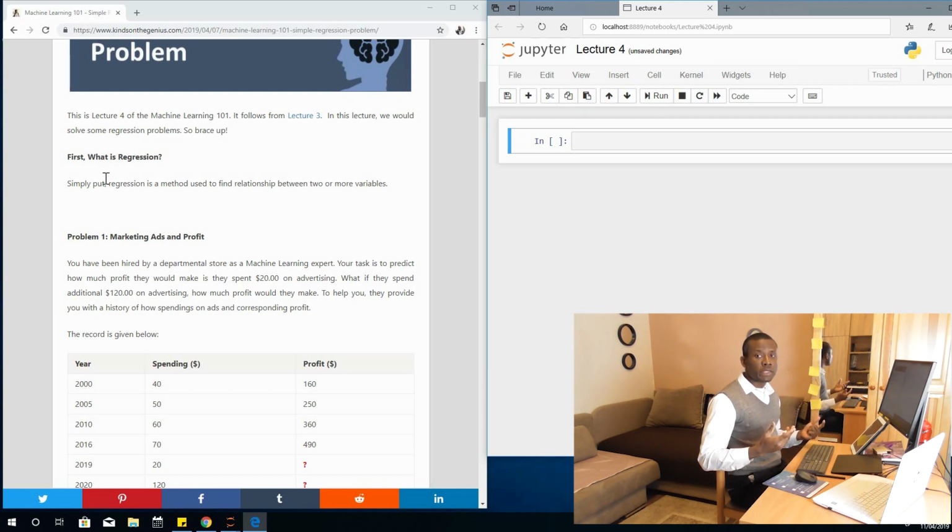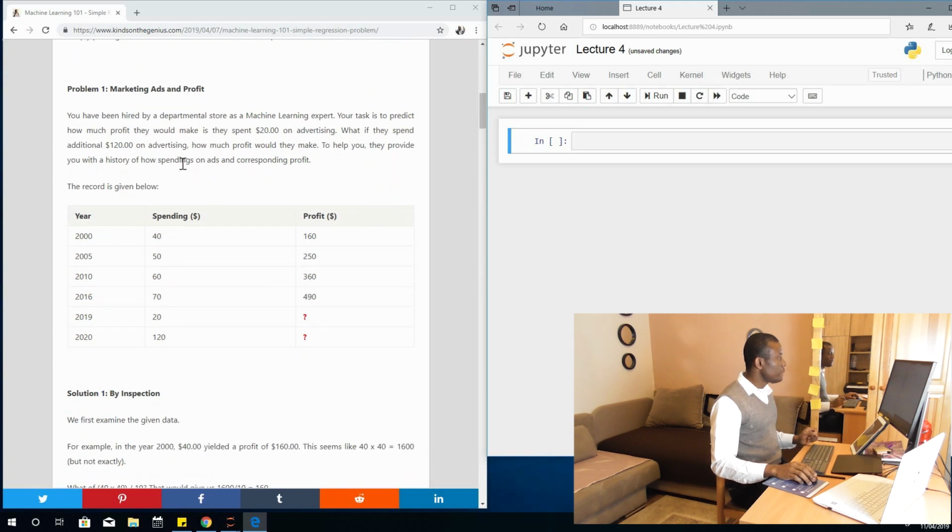What we are trying to do in regression is we have this set of data, but we may have new data points, and we need to predict the next one. So let's see how it goes. Look at the screen. You can see a problem that I've highlighted here. We have a table where we have year, spending, and profit. So this is how it goes.